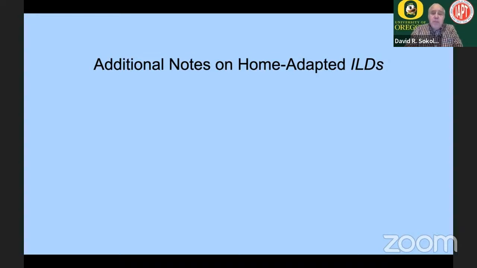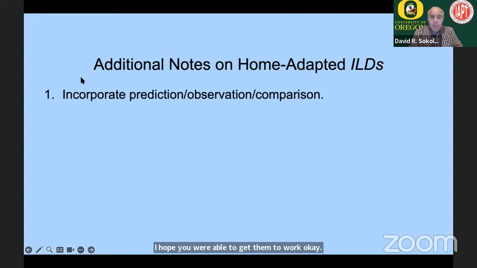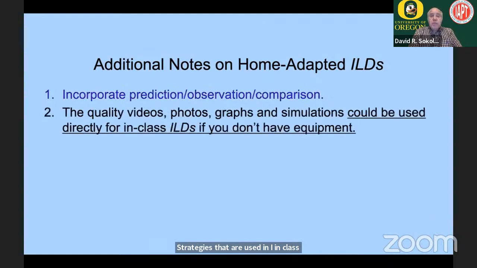Okay, so let me just say a few more remarks about home adapted ILDs. I hope you were able to get them to work okay. One important thing, they incorporate prediction, observation, and comparison, the same strategies that are used in in-class ILDs.